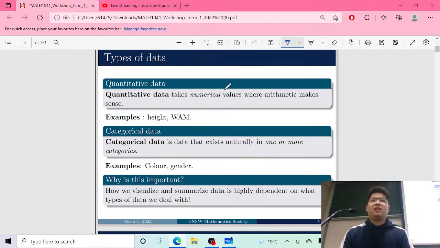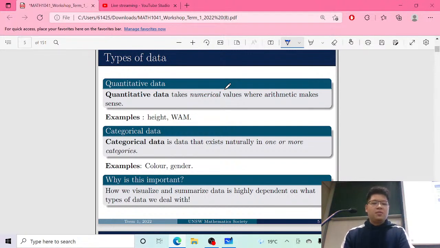Quantitative data is basically data where the values are numerical and where arithmetic makes sense. So if you have quantitative data, you can do addition, subtraction, all these arithmetic things. Examples of this would be your height and your WAM. Categorical data is data that exists naturally in categories. So these are things that in their natural form, you might see in one or more categories. So for example, colors, genders, that sort of stuff.